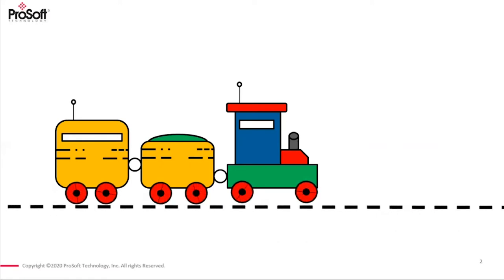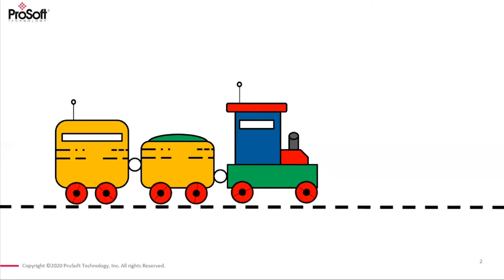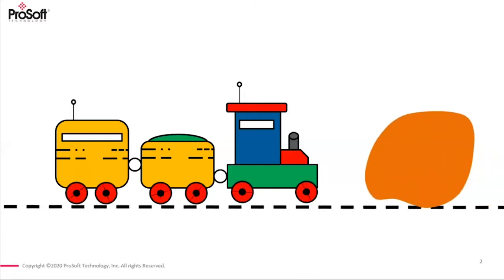Now, what would happen if you don't have safety here? Well, you could end up with an obstacle in the road. And if there are no mechanisms or controls in place, things go boom.